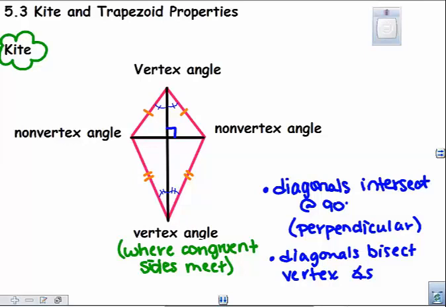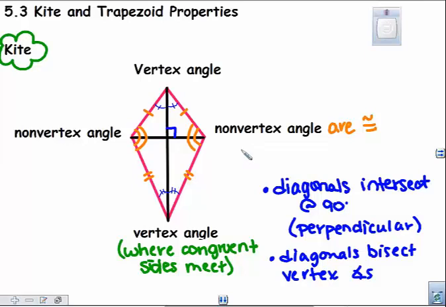Another note you want to make about kites is that your non-vertex angles are congruent. So this entire angle, before we drew the diagonal, is congruent. So the non-vertex angles are congruent. This diagonal though does not cut it equally in half. So vertex angles are bisected by the diagonal. Non-vertex angles are not bisected, but they are congruent to each other.